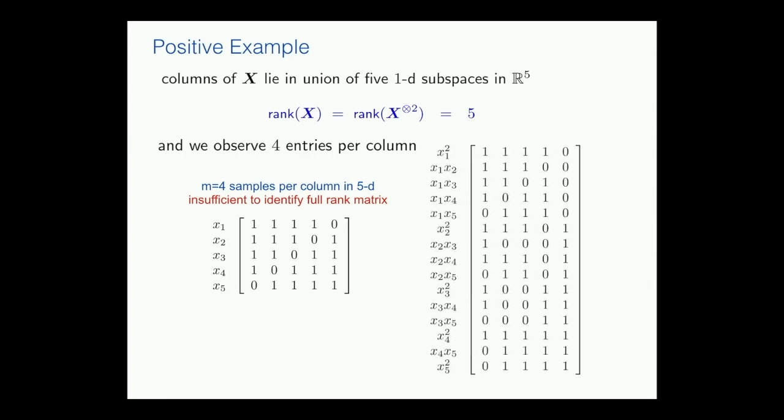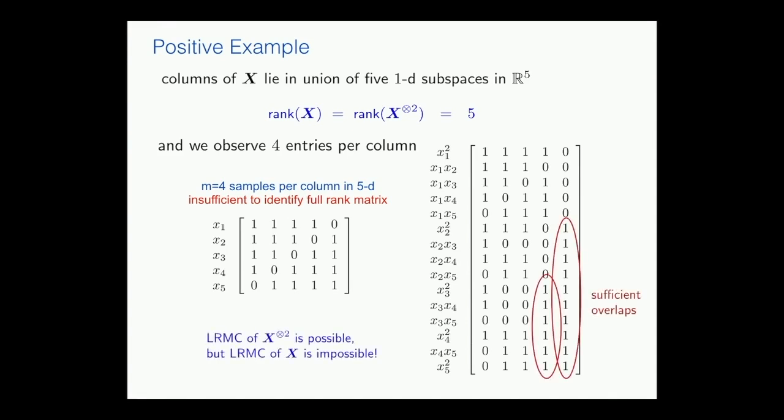It's clearly impossible. But if we look at the quadratic representation now, again, looking at what the sampling patterns are, it turns out that if I'm observing many observations supported on this set and a bunch of observations supported on that set, I have enough information linking these various projections of the full dimensional subspace together in order to uniquely determine the subspace. So in this case, low-rank matrix completion of the original data matrix is impossible, but low-rank matrix completion of the tensorized version can work.